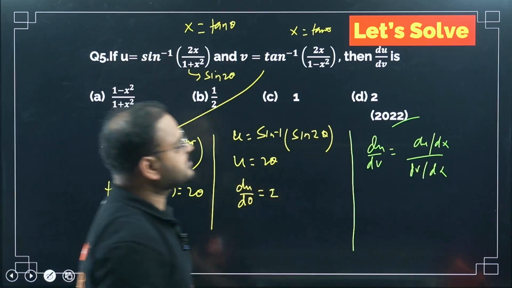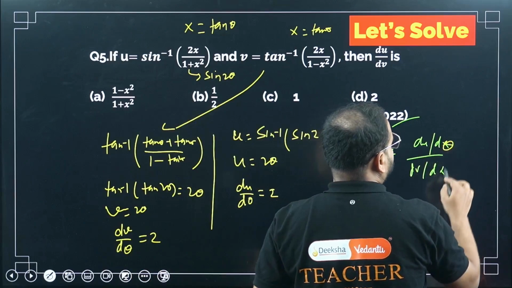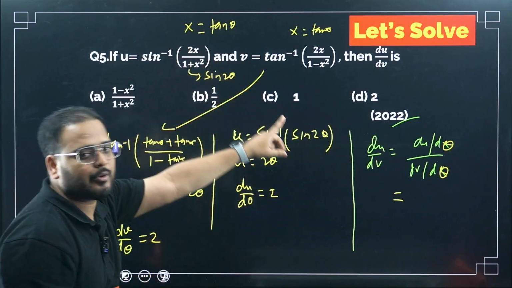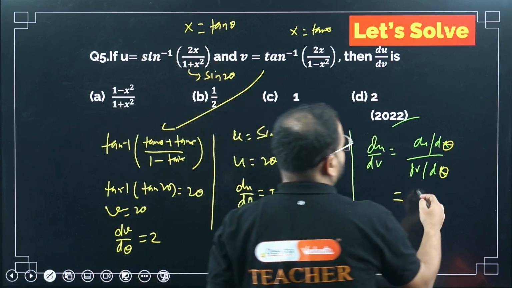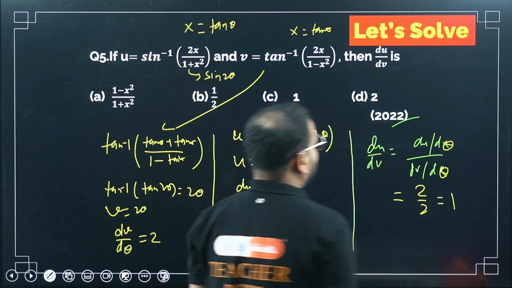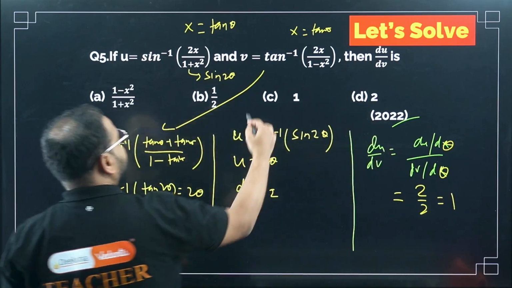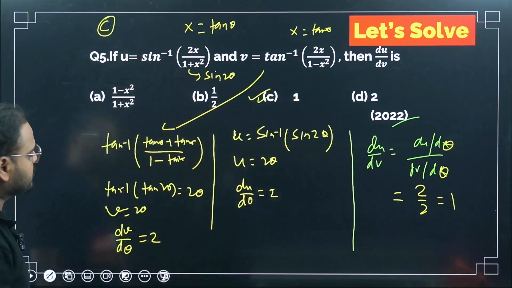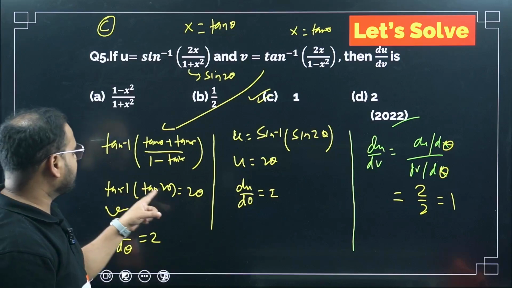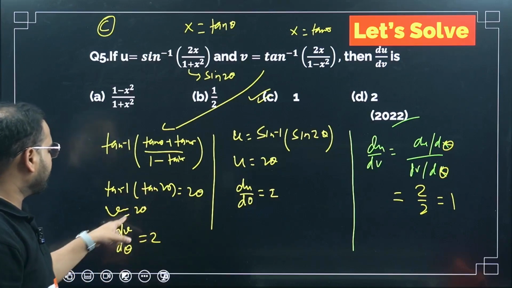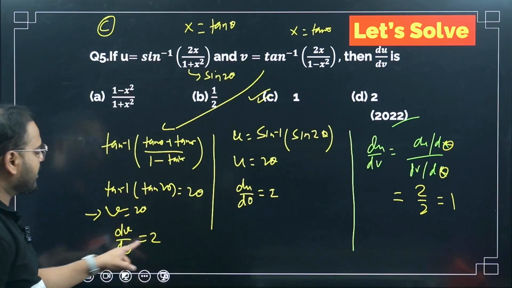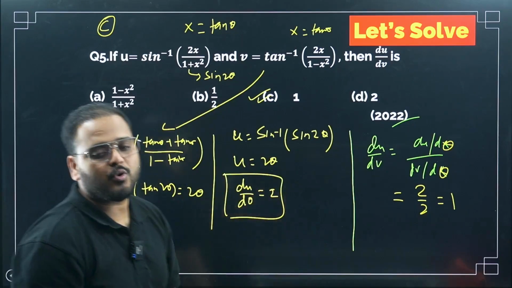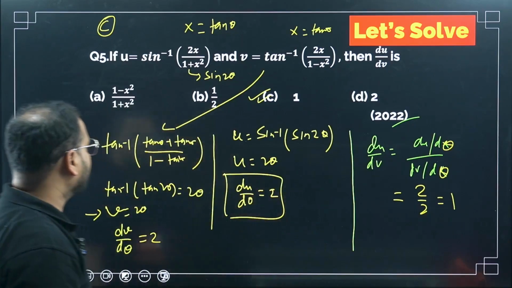This variable I've written as x, so write it as theta, because of the substitution. I've taken x as tan theta. So this will become 2 by 2, how much is that? 1. Option number C is correct. Please have a look. Tan inverse of tan 2 theta is 2 theta. So if you differentiate this, dv by d theta, you will get 2. Same, you get du by d theta as 2 again. Answer is 2 by 2, so 1. I hope this is done.